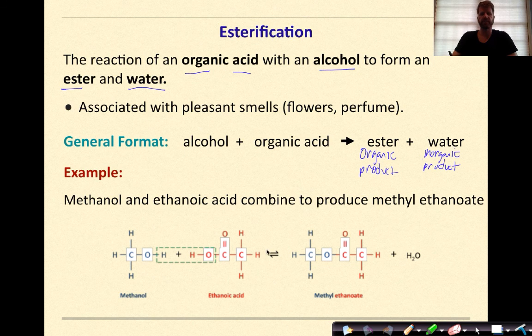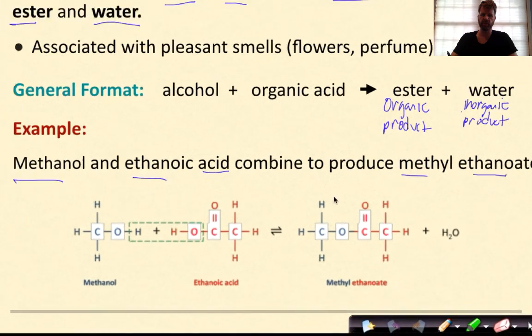Let's look at an example of esterification. Methanol and ethanoic acid combine to produce methyl ethanoate and water. Water is an inorganic, non-carbon containing product. Methyl ethanoate you'll recognize as an ester because you can see the functional group here.